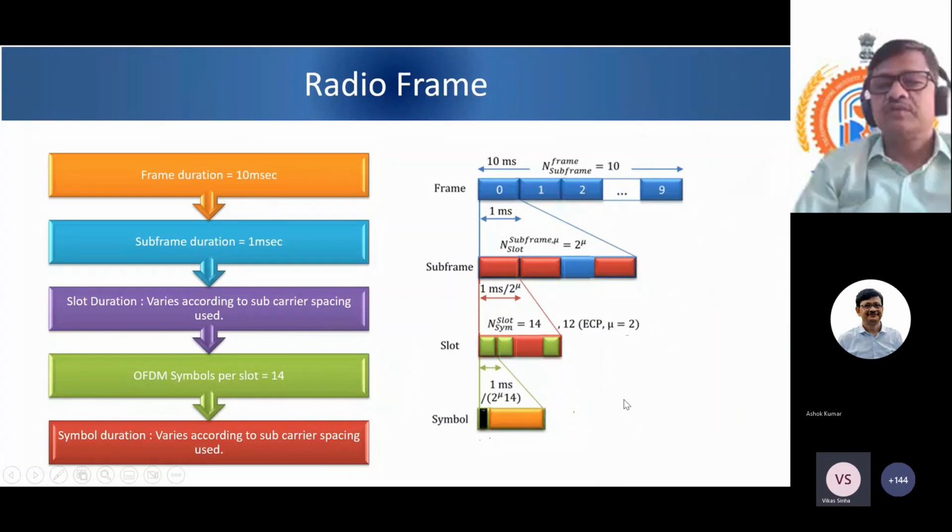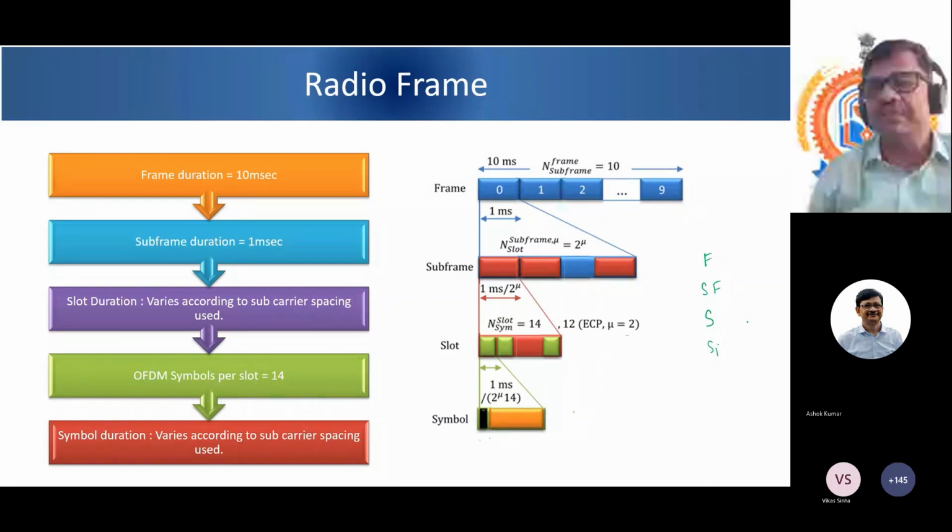So 2 raised to the power 3 means the question is how the maximum 14 slots can be defined. Please understand: first you have frame, then you have subframe, then you have slot, and then you have the number of symbols in a slot. This is the hierarchy. So let us take one example.